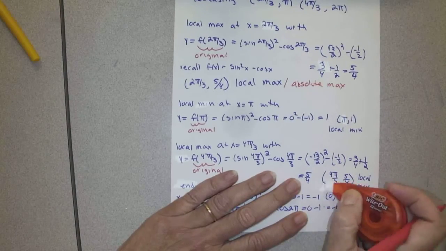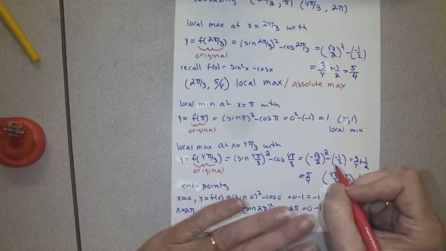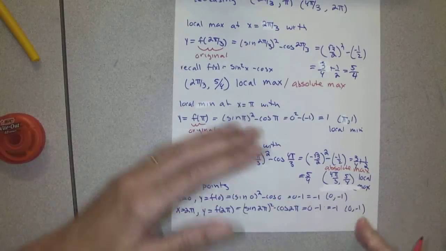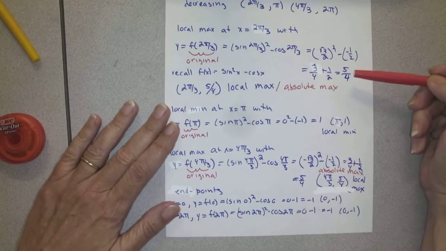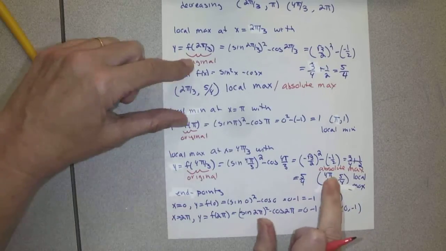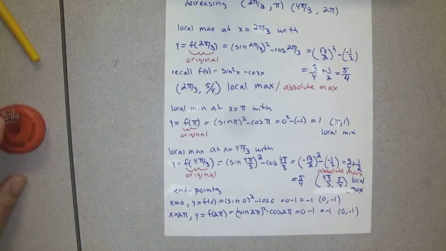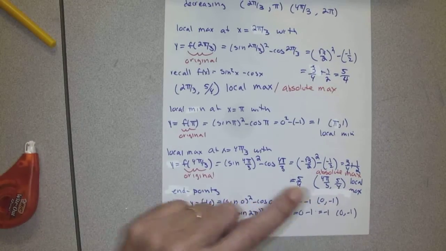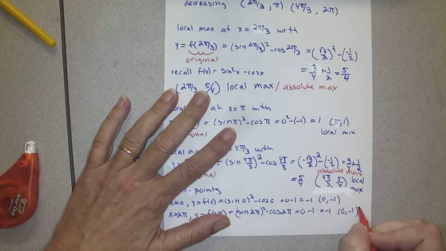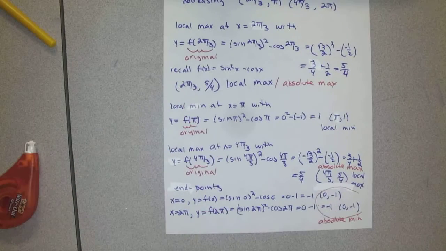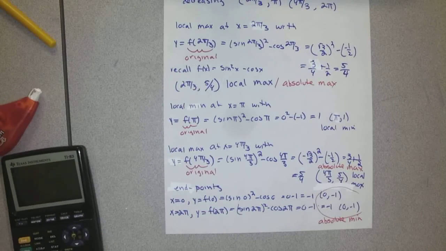We'll write it above because I'm running out of room here. Because those were the biggest y values I got. I got y values of 5/4, 1, 5/4, negative 1. So my 5/4 were the absolute max, and my absolute mins were these negative ones here. And so both of these are an absolute min. And so there we answered the question.